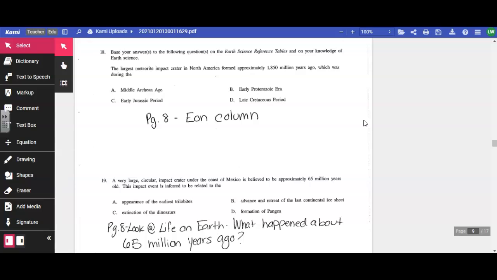Number 18, base your answer to the following questions on the Earth Science Reference Tables and your knowledge of Earth science. The largest meteorite impact crater in North America formed approximately 1,850 million years ago, which was during the what? So you're going to look at page 8 in the Eon column. Is that time period during the Middle Archean Age, Early Proterozoic Age or era, Early Jurassic period, or Late Cretaceous period?